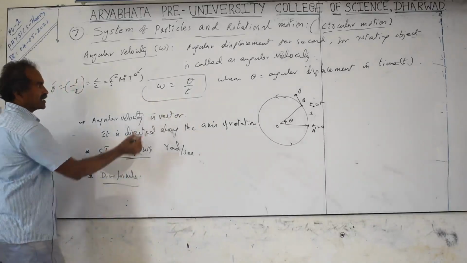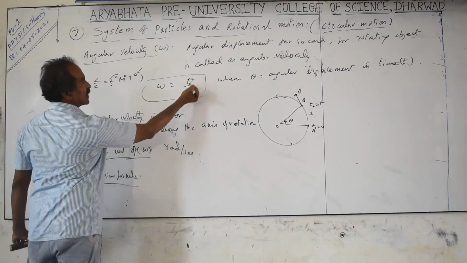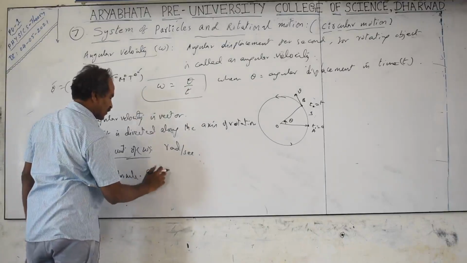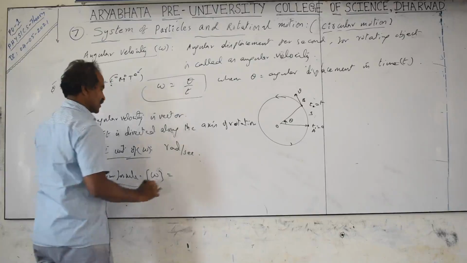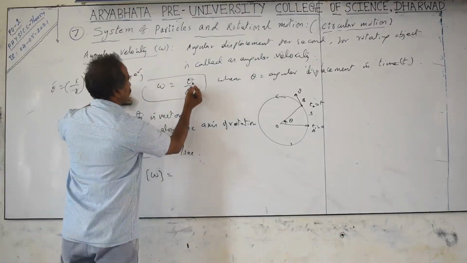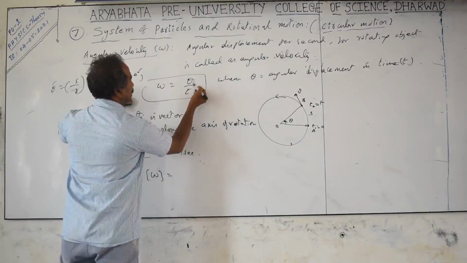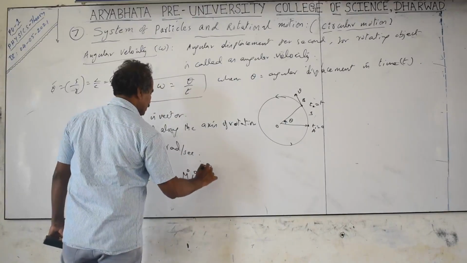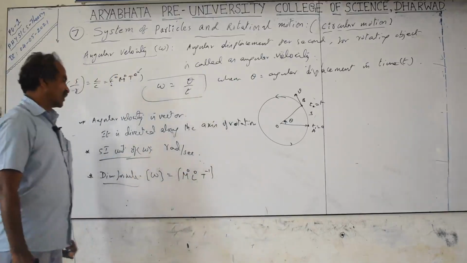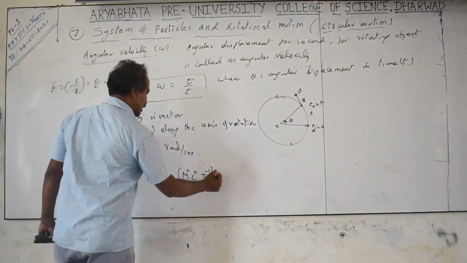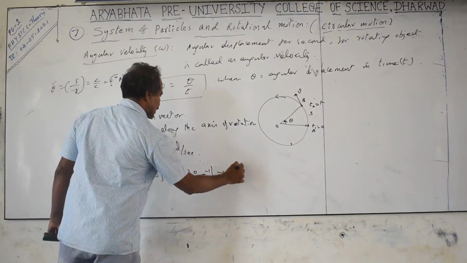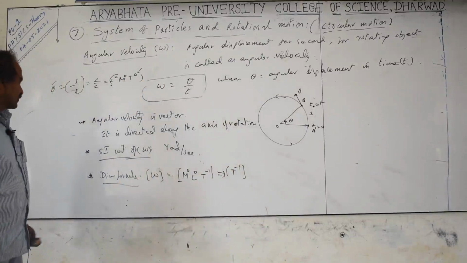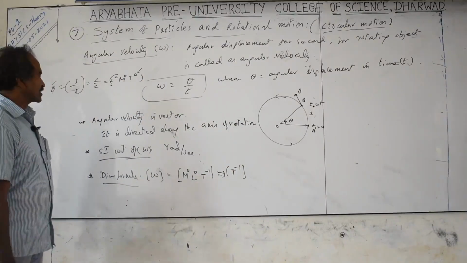So the dimension formula is m0, l0, t0 by t, meaning 1 by t is t minus 1. Dimensions of omega, written in square brackets, is equal to m0, l0, t0 by t. Taking t to the numerator, it becomes m0, l0, t minus 1. Just simply 1 by t, we can write t minus 1 also. This can be written as just t minus 1, because m to the power of 0 is 1, l to the power of 0 is 1. Dimension formula of omega is t minus 1.